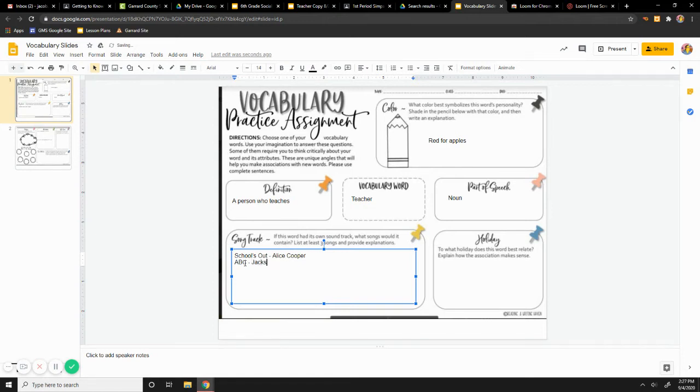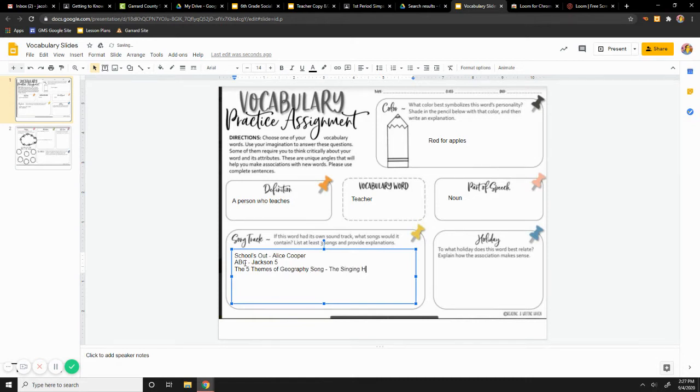Jackson 5. Yes. Okay, and then one last song for teacher is... I'm trying to think. Something about apples. Something about... okay, I'm going to say the 5 Themes of Geography song. What was his name? Do you know? I think he calls himself the singing history teacher.